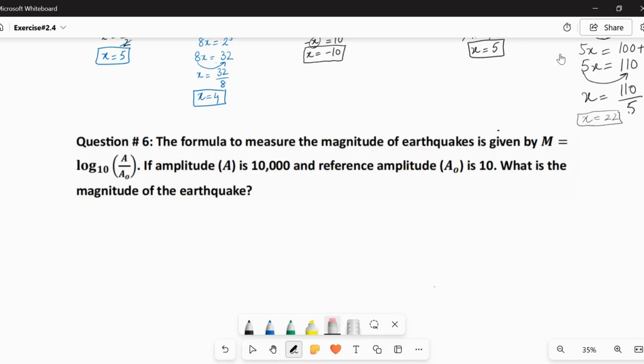There are three questions left in this exercise, which are question number 6 and 7, and it's actually a word problem. So question number 6: the formula to measure the magnitude of an earthquake is given by m equals log with base 10 of a over a naught. The amplitude a is given and amplitude a naught is also given, which is 10. So we actually want to find the magnitude of our earthquake. So let's see how we can solve it. First we'll write the magnitude of our earthquake, which is given as m equals log with base 10 of a over a naught.